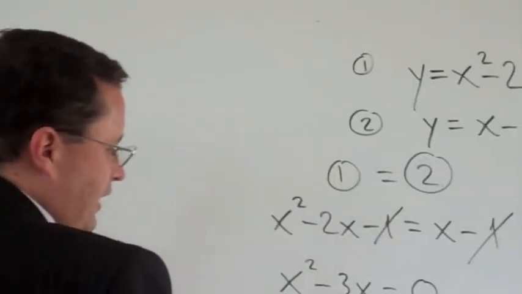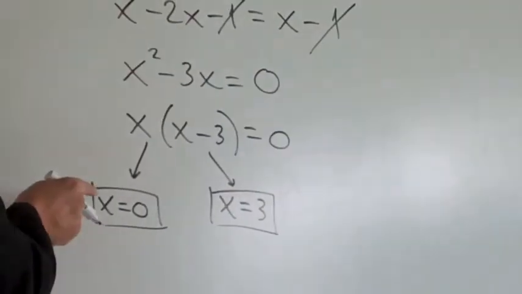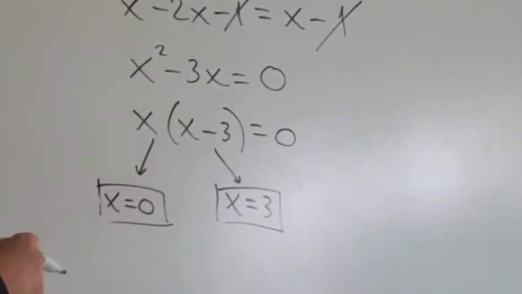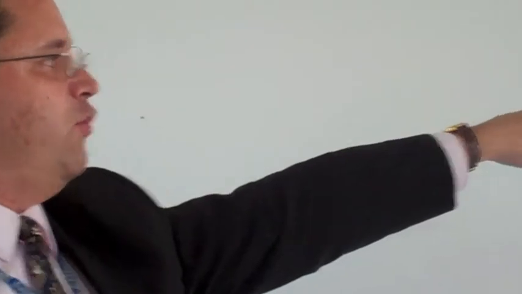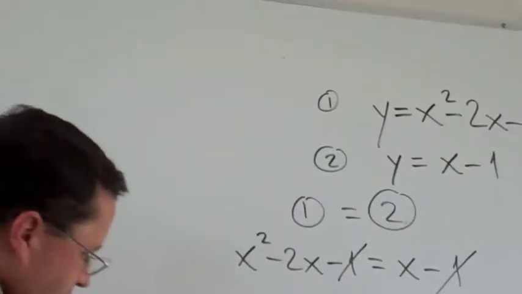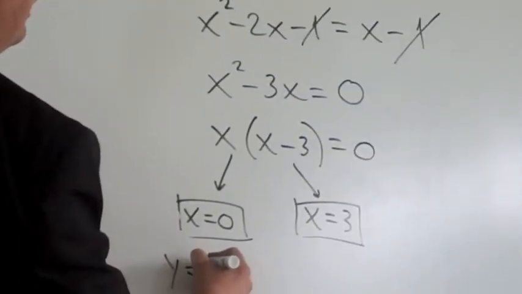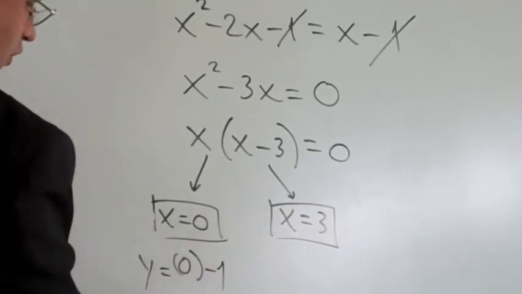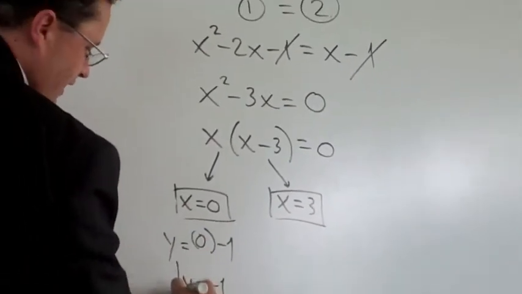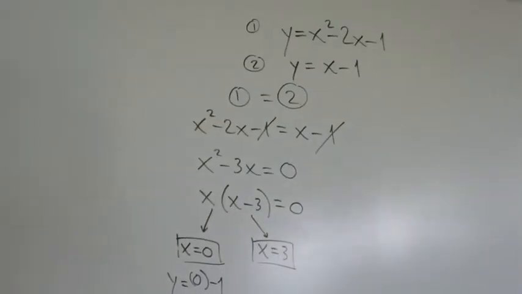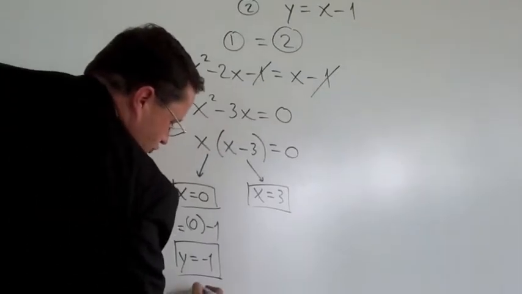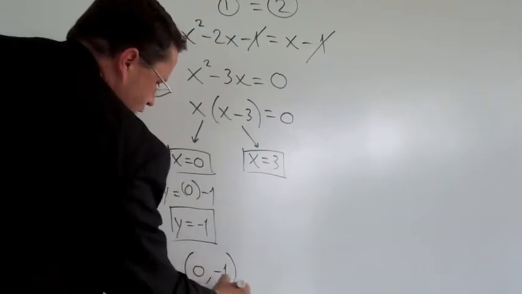Okay? Now, how do we find the y that corresponds to this x? We can substitute, and I would substitute in the easier one. In this case, I would substitute in equation 2. So y for this one is going to be 0 minus 1. So y equals minus 1. Now, are we ready to write a coordinate now? Well, first one. So the first coordinate is 0, negative 1.